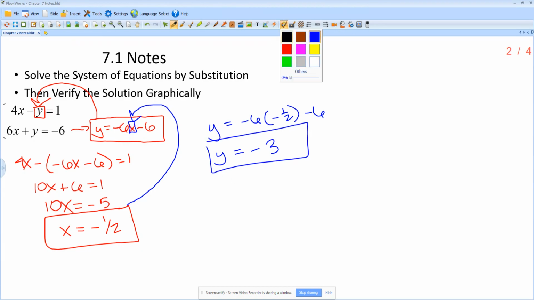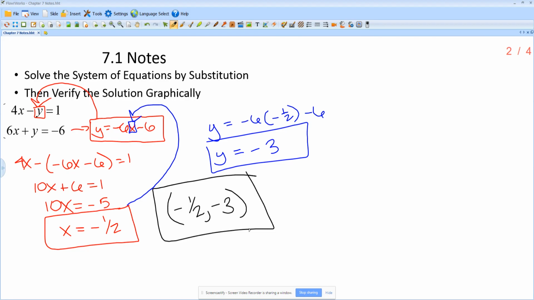As a final answer, then, you need to make sure that you write your answer as a coordinate, and it always goes alphabetically. So x comma y. This is your final answer. You do need to make sure that you're writing your final answer as a coordinate, especially on homework. You just want to get in the habit of always recognizing it's a coordinate.